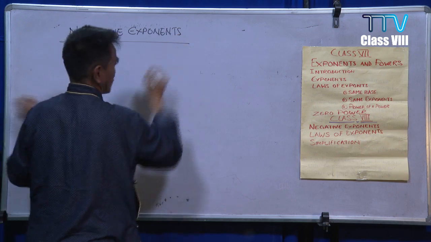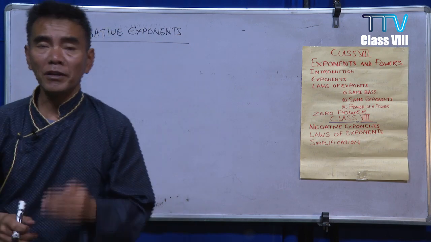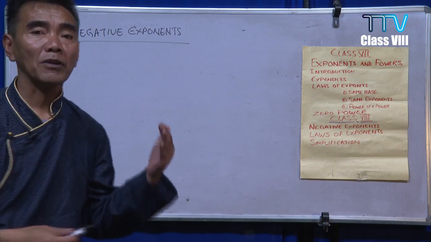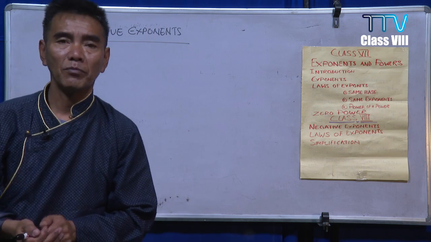Okay, negative exponent. Power negative equals down. Positive, right? Zero and positive number.